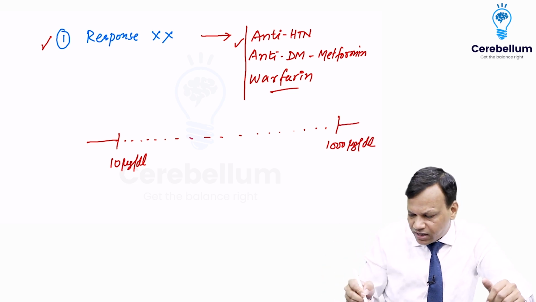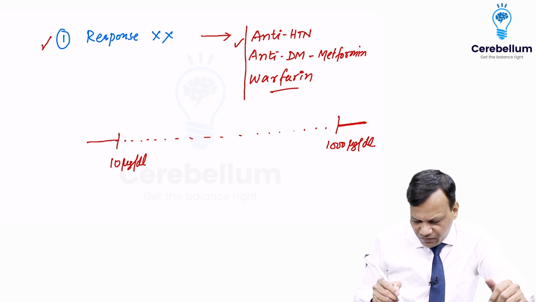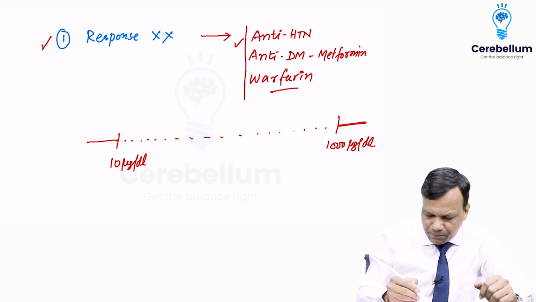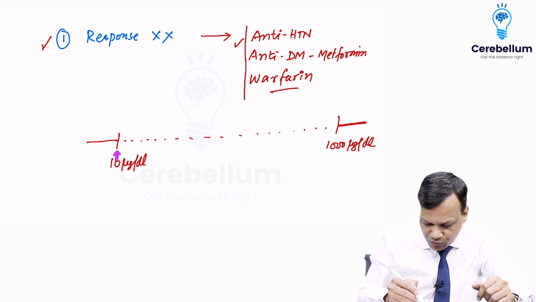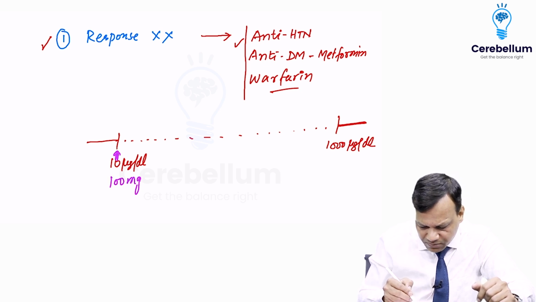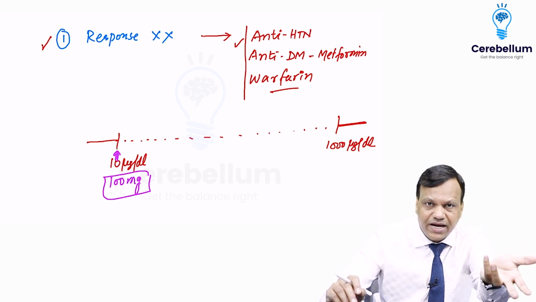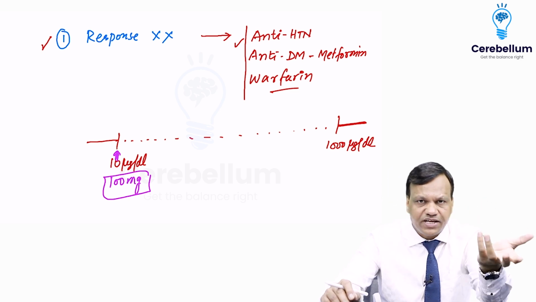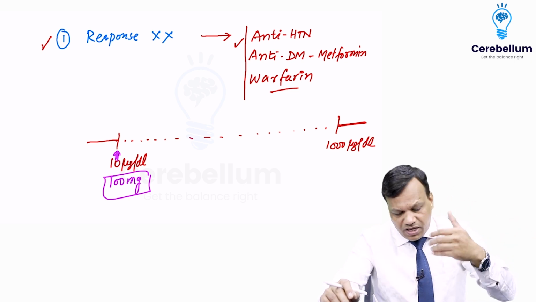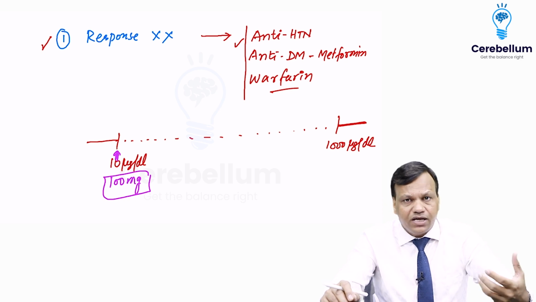Only the side effect will start after this. So when we give 100 milligram of a drug, the plasma concentration is near 10. Suppose when we give 100 milligram, plasma concentration comes out to be near 10. In some person it may be 8, in some person it may be 12, it may be 15. So if it becomes less than 10, it will be in effect.